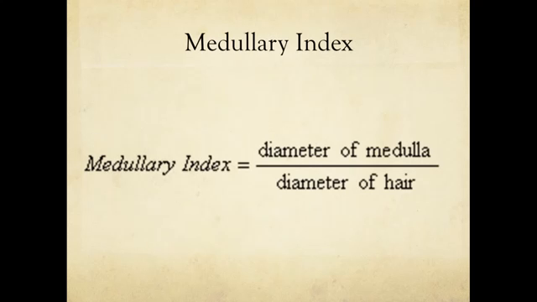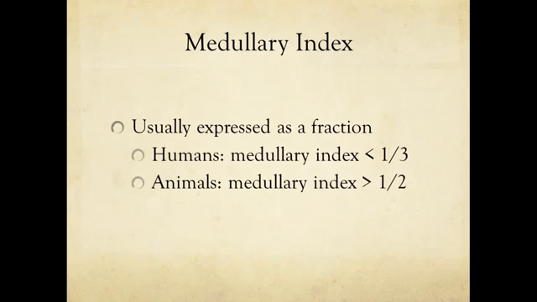The diameter of the medulla can be used for human versus non-human determinations. This measurement is called the medullary index and is the ratio of medulla thickness to overall hair thickness. You can see here that humans tend to have a thinner medulla and animals tend to have a thicker medulla.